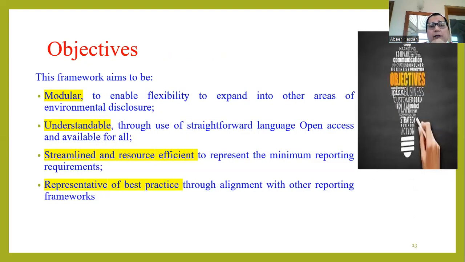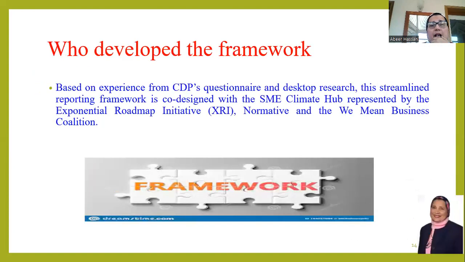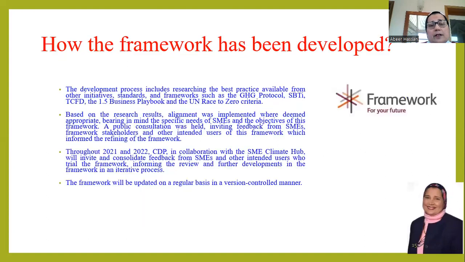The objective of the framework is to be more understandable, streamlined, and representative in its resources. Who developed it? As I mentioned previously, it's not one person, it's not only the CDB, it's a collective of people and bodies, just to make sure that they are also representative of SMEs, so that these criteria can fit micro, small, and medium size.